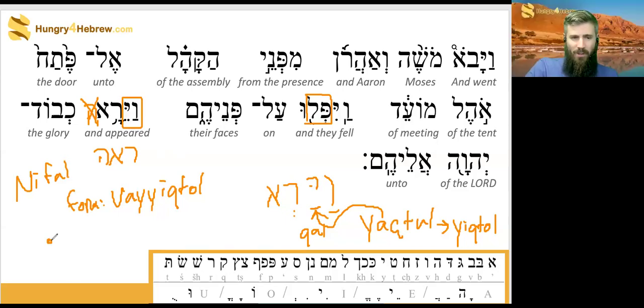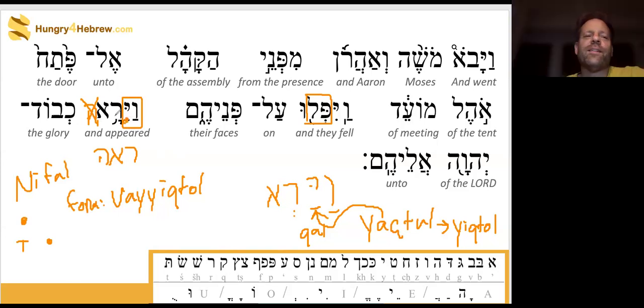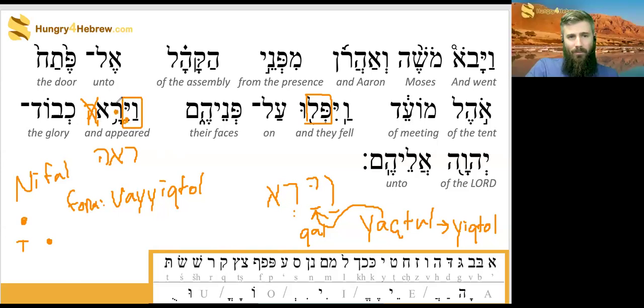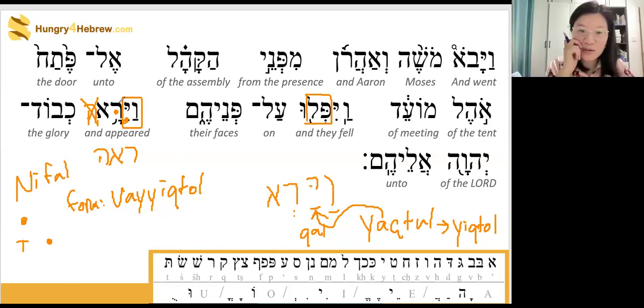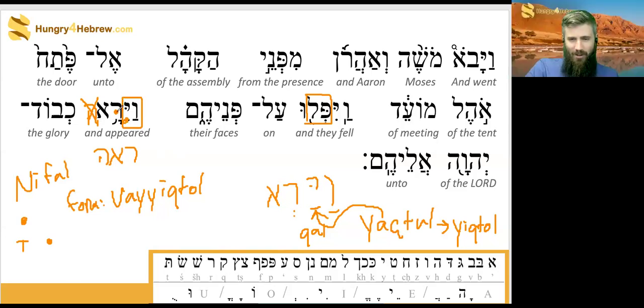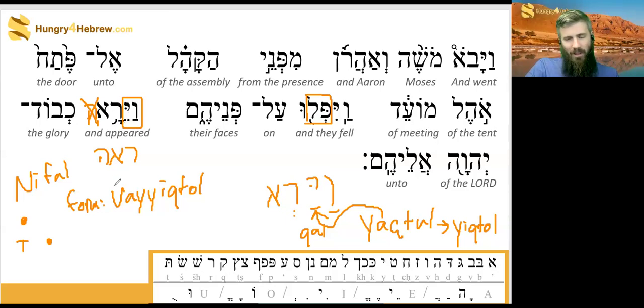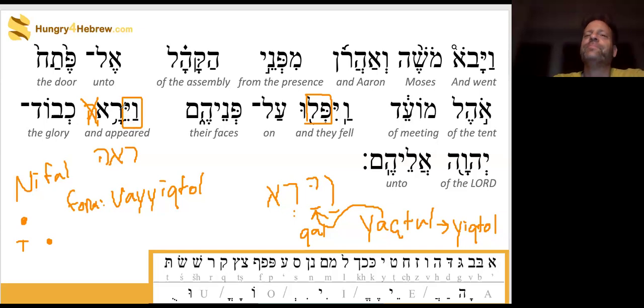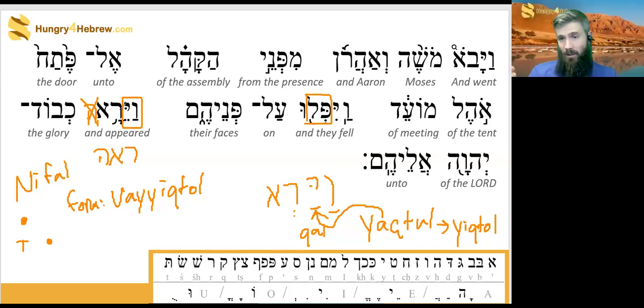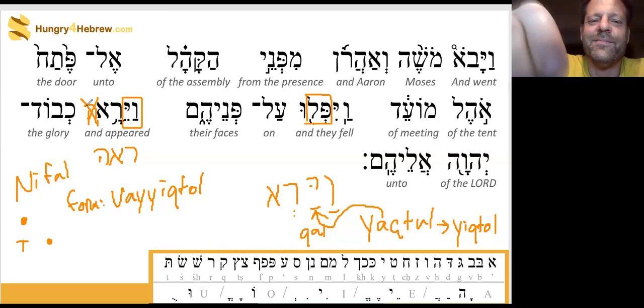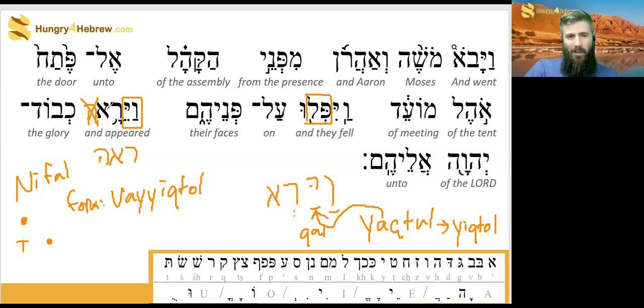Wait a second. In Nifal, we're supposed to get a chirik, a kamatz, and a strong dagesh. And here, instead of a chirik, kamatz, strong dagesh, we can't put a strong dagesh in the resh, so it compensates by lengthening the preceding vowel. Wow. It is a Nifal. The lengthening with tzere, because we can't put the dagesh in the resh. Vayera means, and someone was seen. That is, they appeared. But kvod Adonai is what appeared.